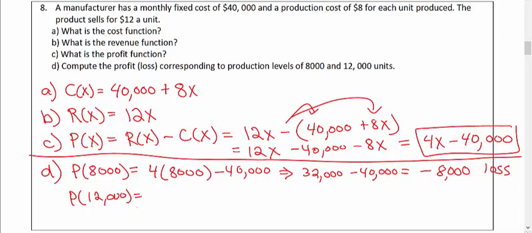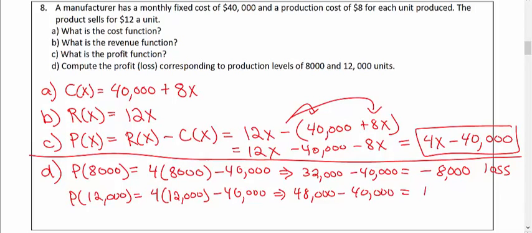So the profit for 12,000 units being produced, we're going to plug that also into our profit function. 4 times 12,000 would be 48,000 minus 40,000. Here we get a positive $8,000. And since it's a positive amount, we've actually made money, and we would call that a profit.